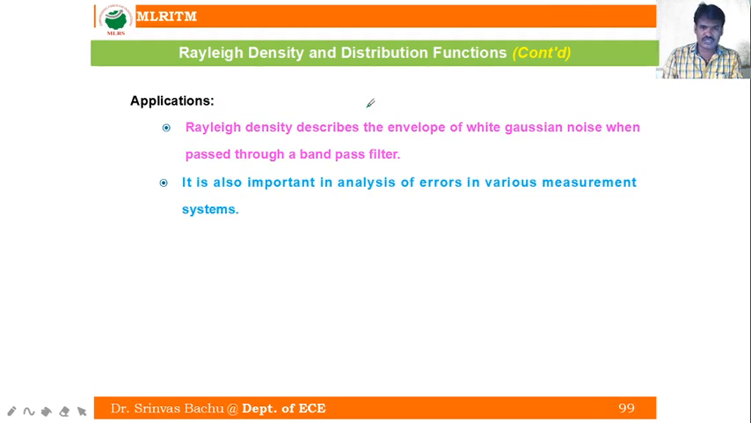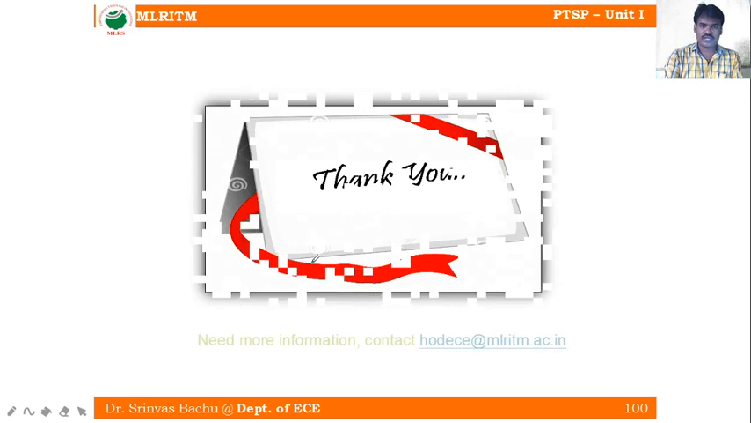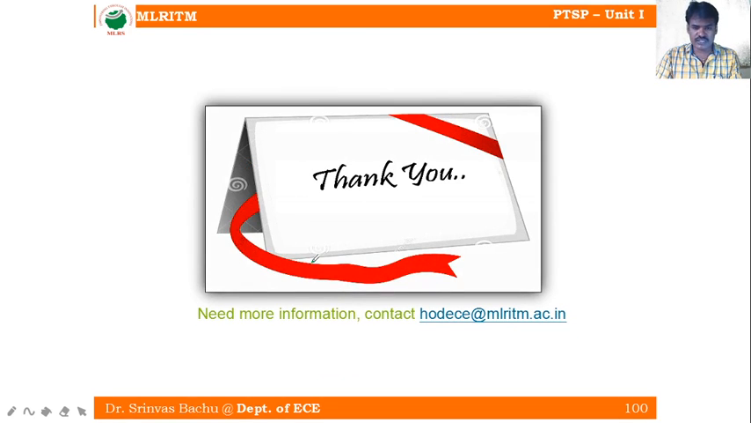The application of this is the envelope of white Gaussian noise passed through band pass filters, where we use Rayleigh densities. We also use Rayleigh density functions in the analysis of errors in various measurement systems. So these are the standard random variable distributions and density functions: exponential, Gaussian and Rayleigh. We have now covered all the random variable distributions and density functions in the last session and today's session.